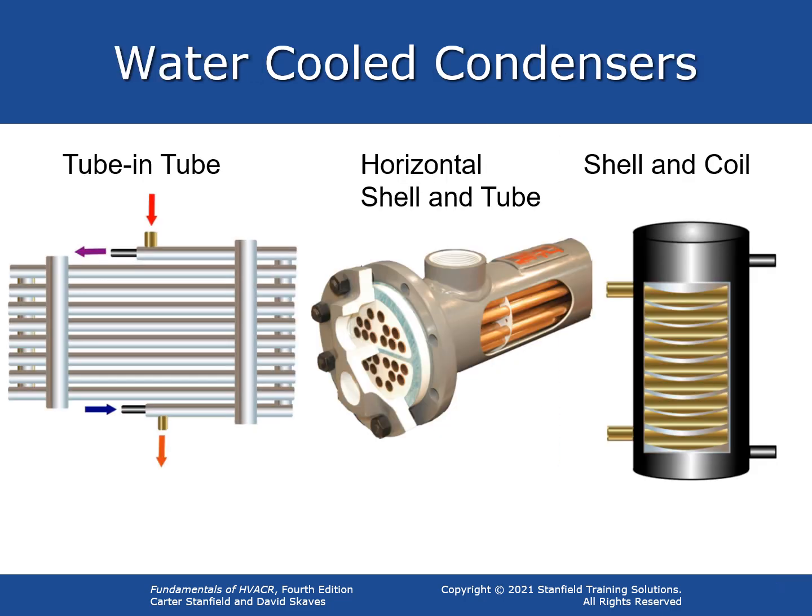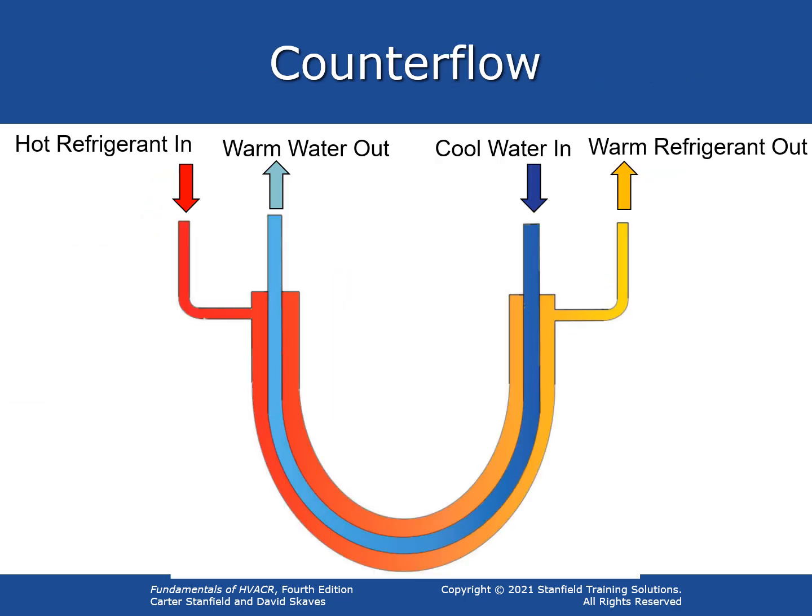The types of water-cooled condensers include tube-in-tube or double pipe, shell-in-tube, and shell-in-coil. In all water-cooled condensers, the water and refrigerant flow in opposite directions. This counterflow design provides the best heat transfer by ensuring a good temperature difference between the two fluids. Counterflow condenser design ensures that the warmest refrigerant is against the warmest water and the coldest refrigerant is against the coldest water.